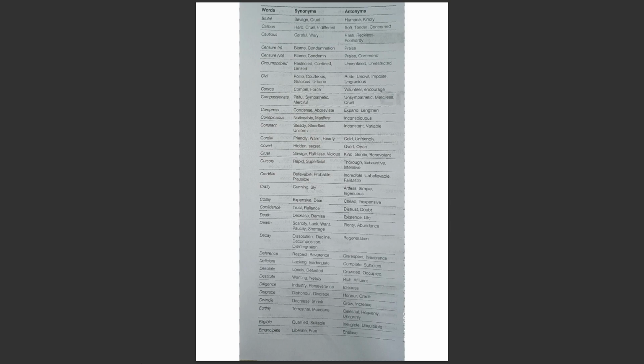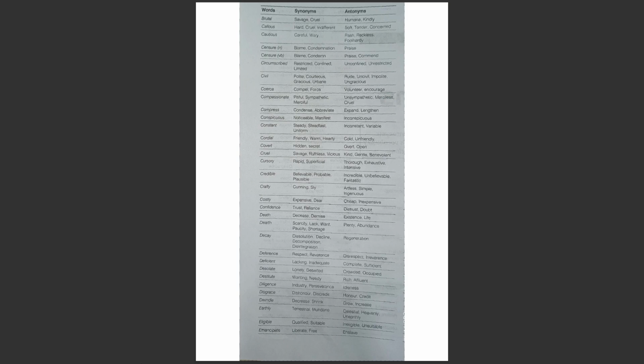The next word is compress. Compress का मतलब होता है दबा देना, to squeeze, to condense, right? This is what compress means. Compress means to suppress, दबा देना. That would be the synonym of compress, and the antonym of it would be to lengthen, to elongate, to expand, to increase. That would be the antonym of compress.